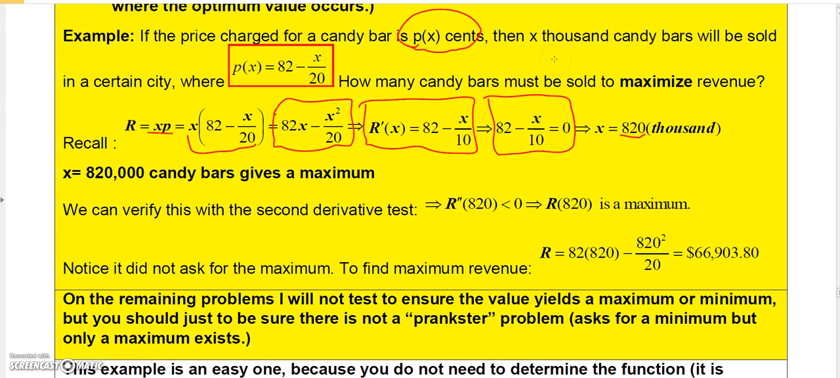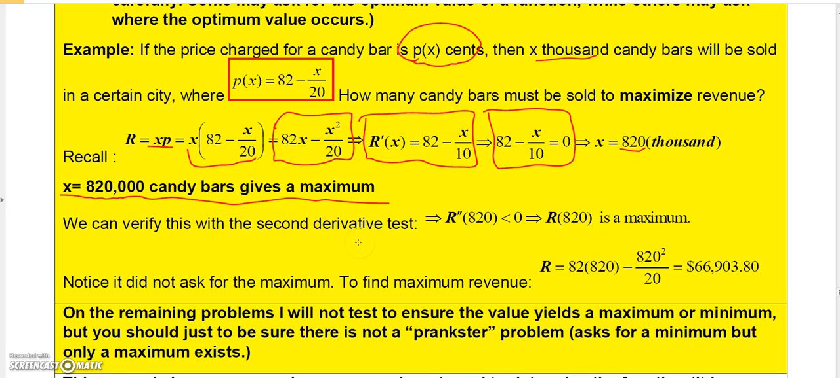And of course, remember, it's in thousands, so it's really 820,000. But 820 is what we have. So x must equal 820,000 candy bars to give a maximum. Now, you can verify this easily with the second derivative test. Remember, this right here is the first derivative. Well, the second derivative of this, 82 minus 1/10 x: the 82 disappears, and the derivative of minus 1/10 x would be minus 1/10.